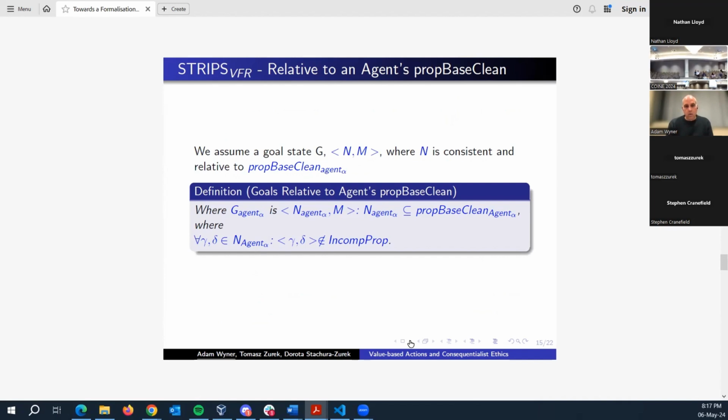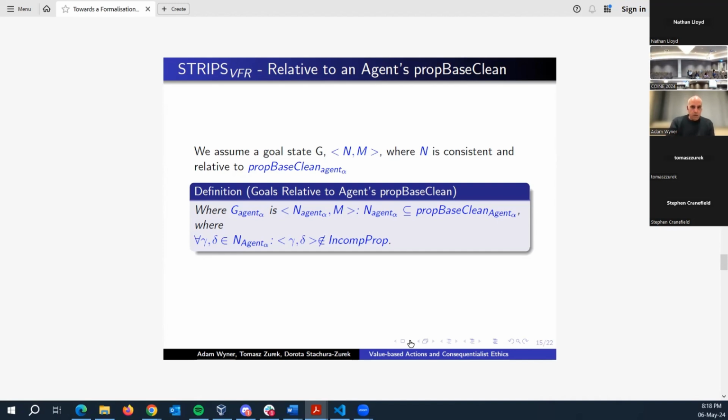And so what we want to do is, we have two parts to integrate value-based formal reasoning into STRIPS. One part is to assume that the goal state N is consistent relative to the agent's prop-based clean. That is, the goals that the agent wants to achieve are states in which the propositions of that goal state N are subsets, in effect, of prop-based clean. That is, propositions which are most compatible with the agent's value profile. So we simply introduce this as a constraint on N.